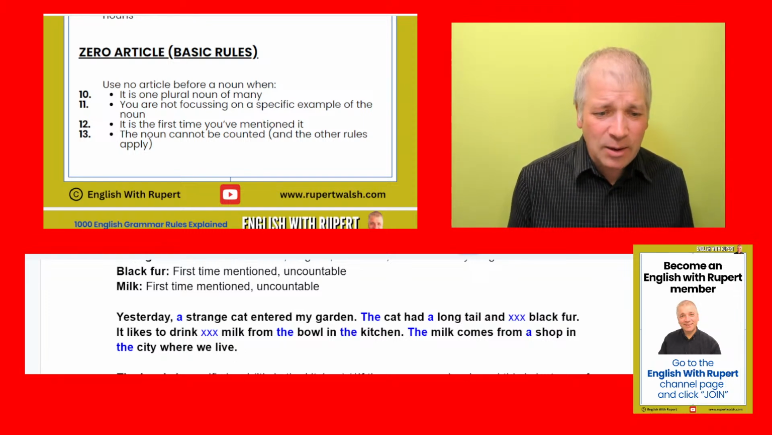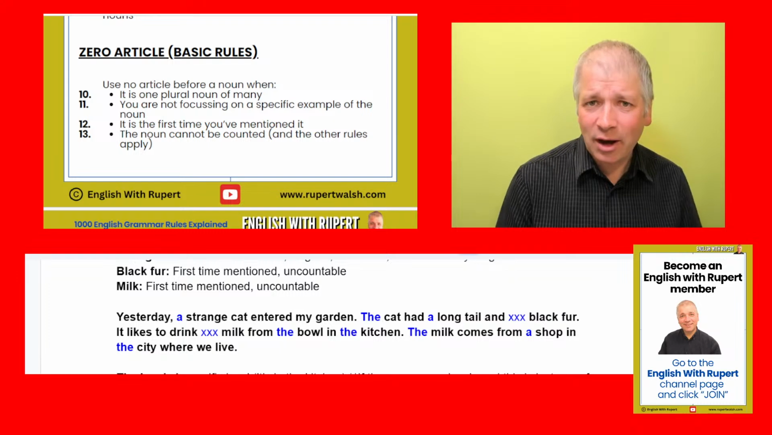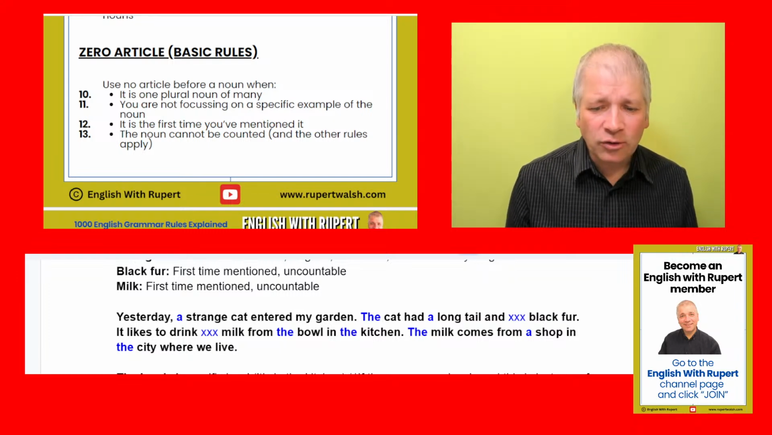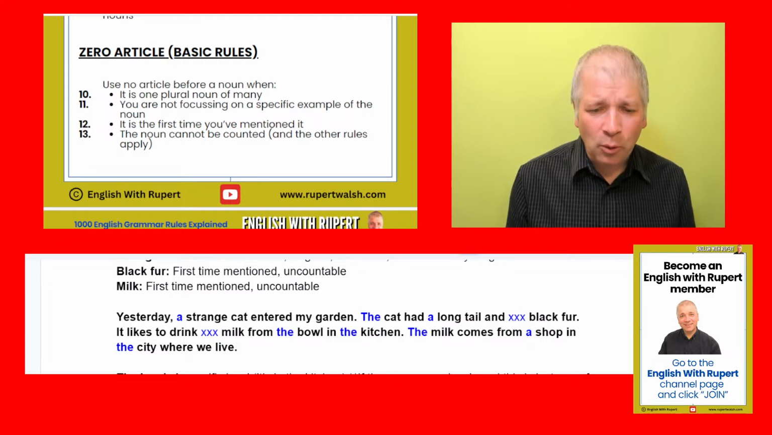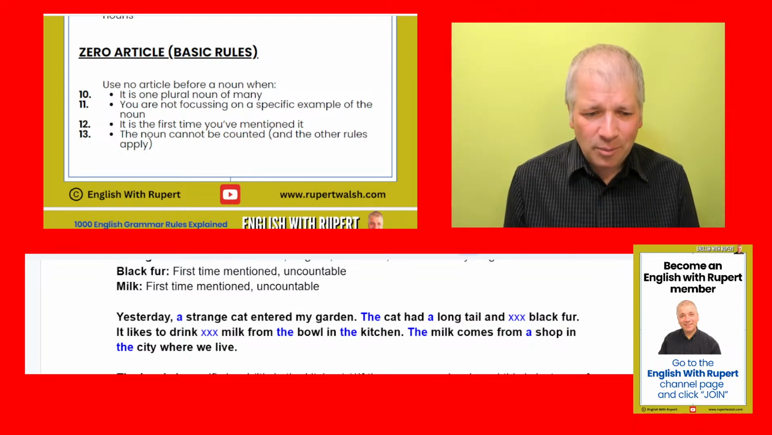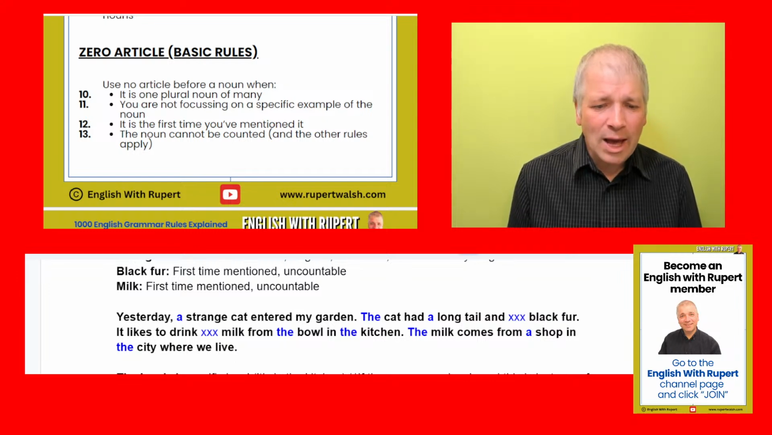So yesterday, a strange cat entered my garden. The cat had a long tail and black fur. It likes to drink milk from the bowl in the kitchen. The milk comes from a shop in the city where we live.